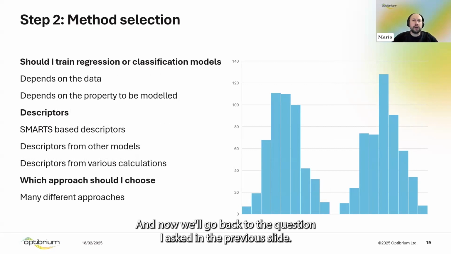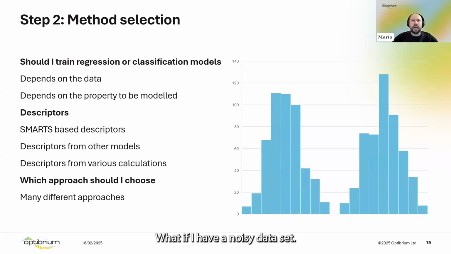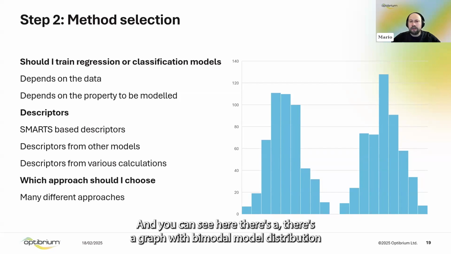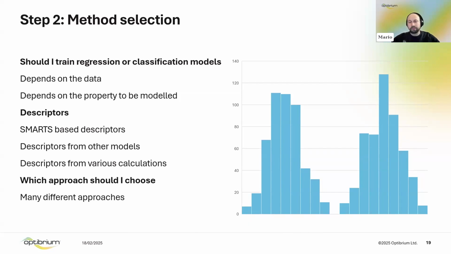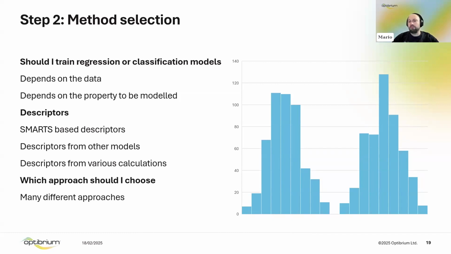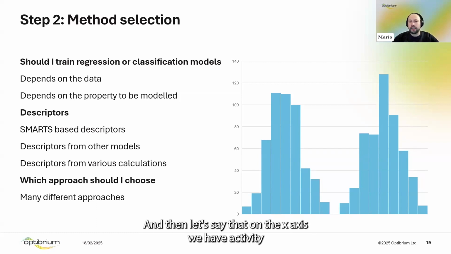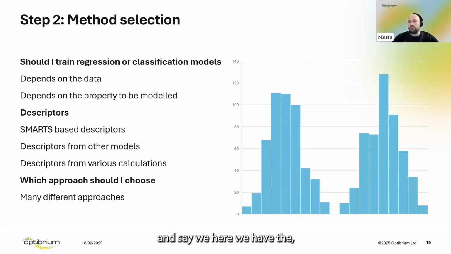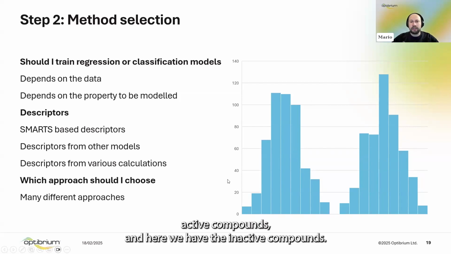And now we'll go back to the question I asked in the previous slide. What if I have a noisy data set? You can see here there's a graph with a bimodal distribution. And say, for example, this is a property you want to predict or model. However, there's a lot of noise in the data. But you can see that although there is a lot of noise, the data splits nicely into two regions. And let's say that on the x-axis we have activity, and here we have the active compounds, and here we have the inactive compounds.